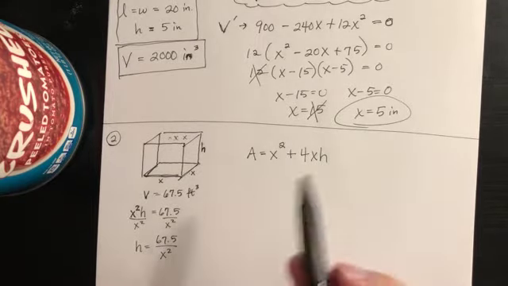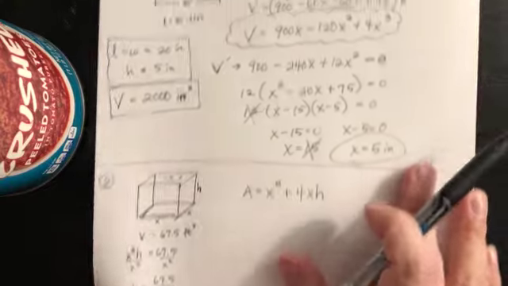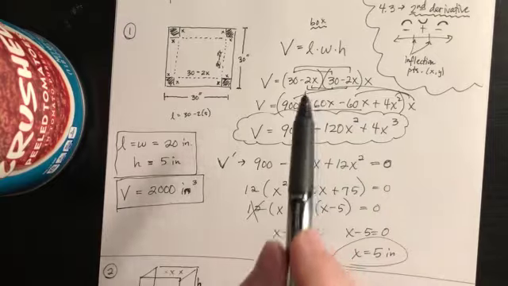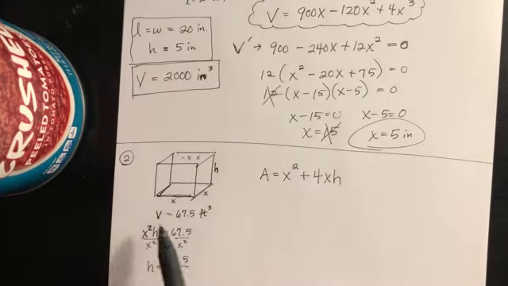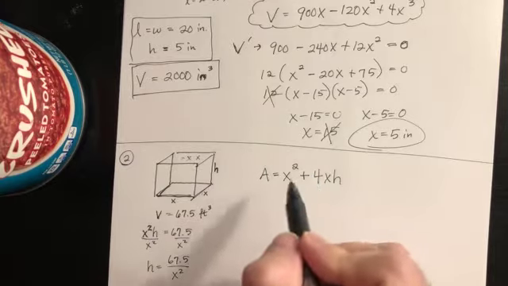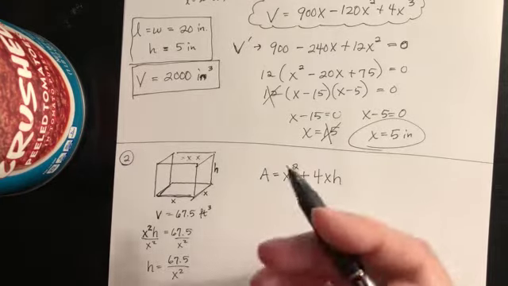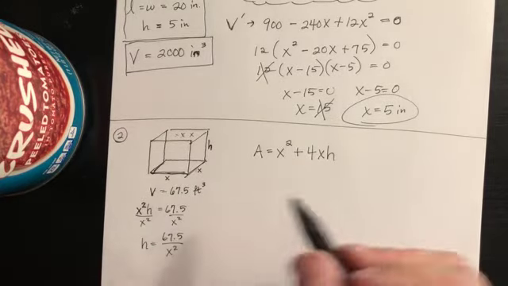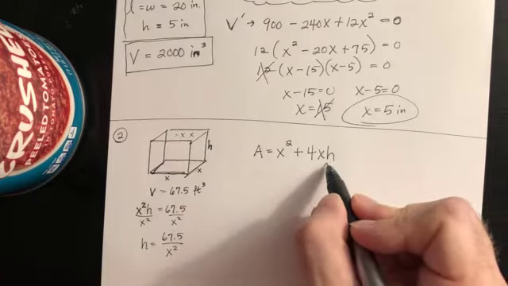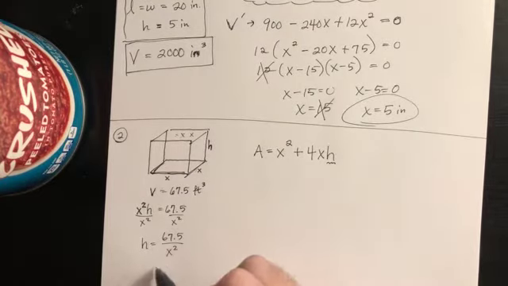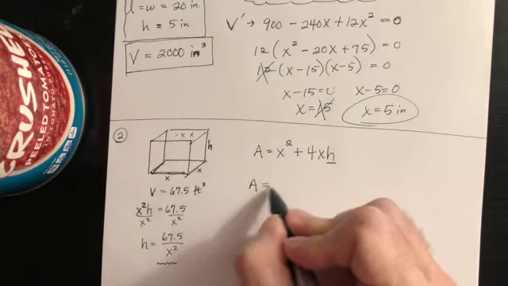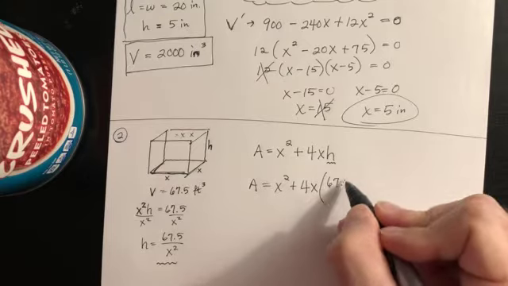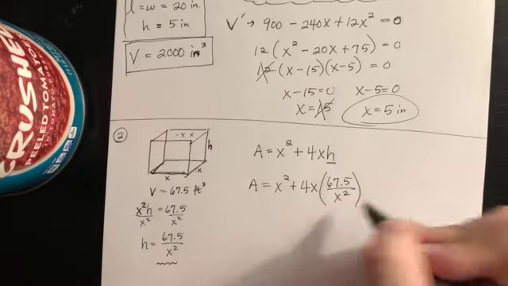So that's the name of the game when it comes to optimization, is finding a way of rewriting the original variable or variables in terms of one variable. And usually there's a second little equation that we're dealing with. So the main equation is always what we're going to take the derivative of, and they say maximum or minimum usually. And then the other equation is going to be whatever they gave you. So here I'm going to replace h with this thing. And so that'll give me A is equal to x squared plus 4x times 67.5 over x squared.